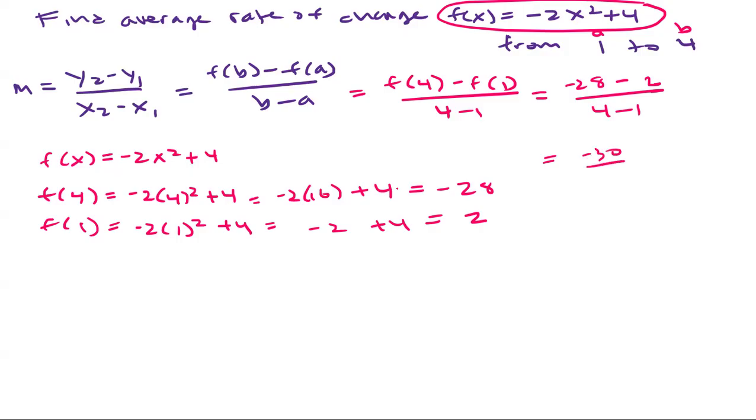And then 4 minus 1 is 3. So we just simplify that, and that gives us negative 10. Okay, so that will be our answer there. All right. So again, what's the average rate of change? It's negative 10. Maybe the person was driving and they're decreasing their speed by negative 10 miles per hour, slowing down, something like that. But in this case, the average rate of change is negative 10.